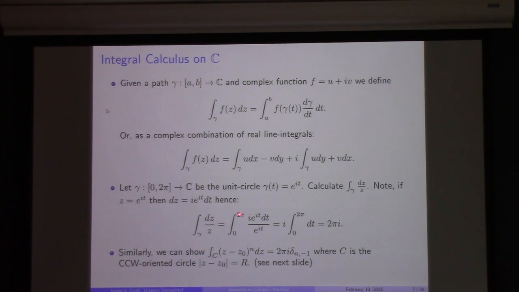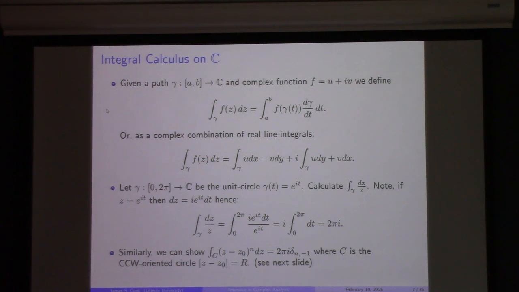And we, of course, have to put the integral from 0 to 2 pi, since that's the range of the parameter. And yeah, well, lo and behold, we get 2 pi I. So the integral of dz over z is 2 pi I. Now, that's kind of interesting, right?